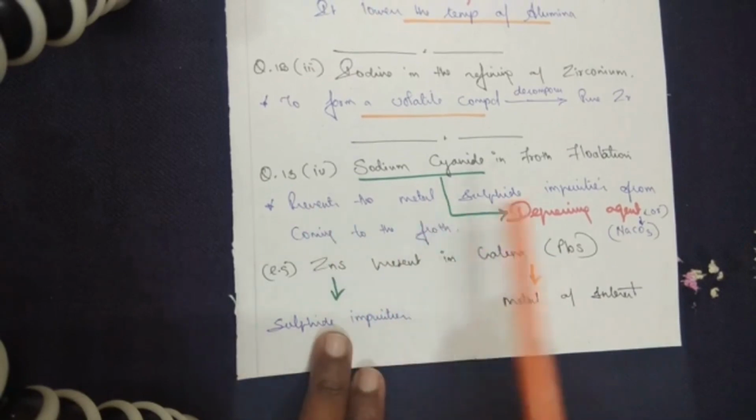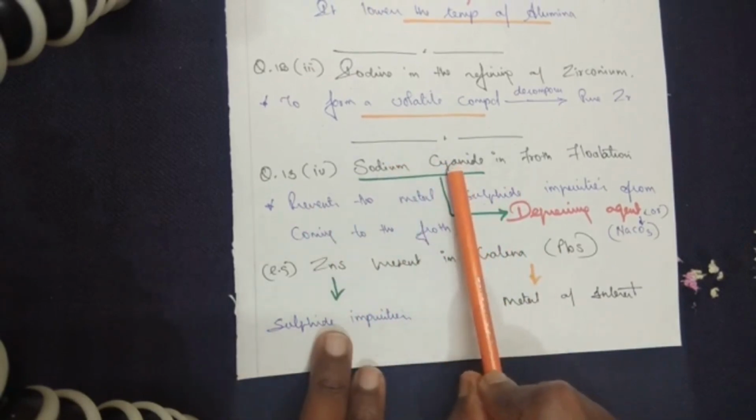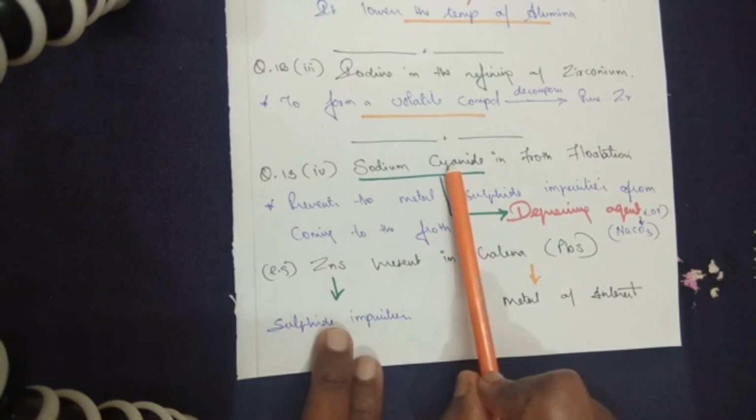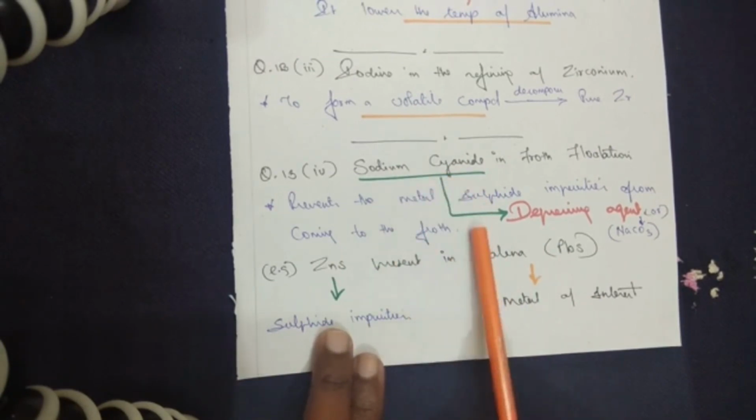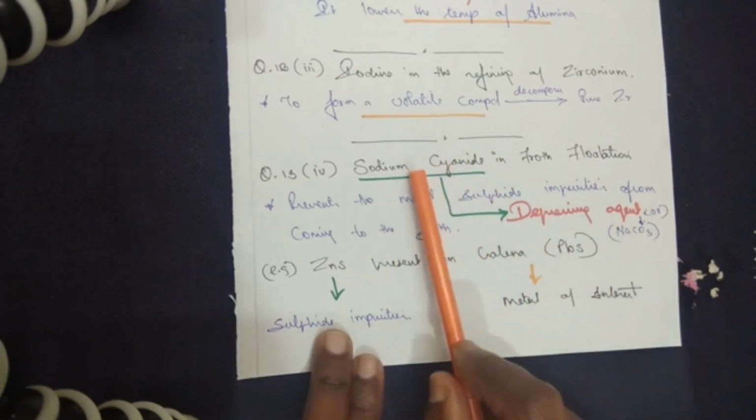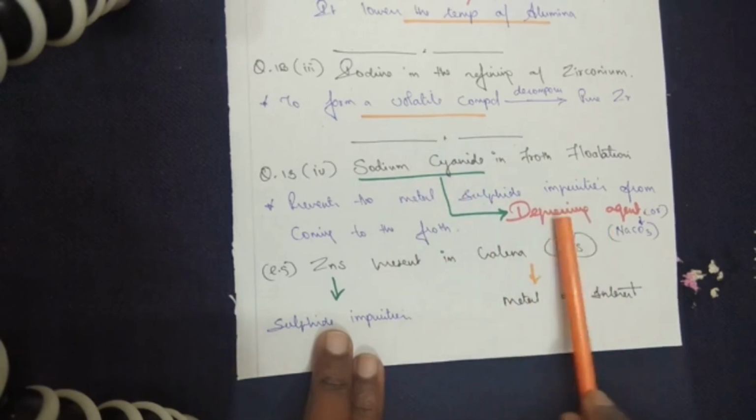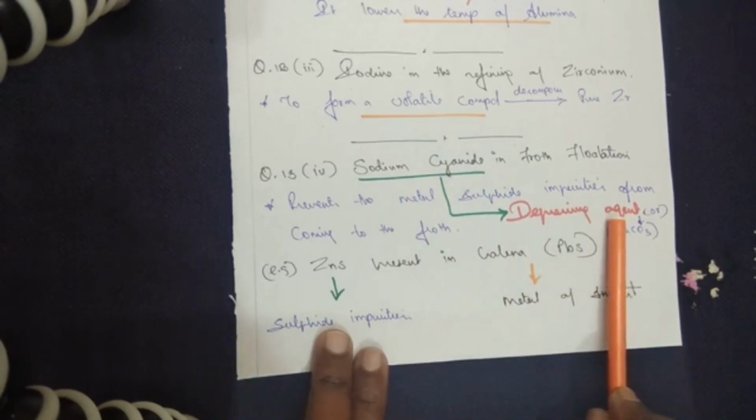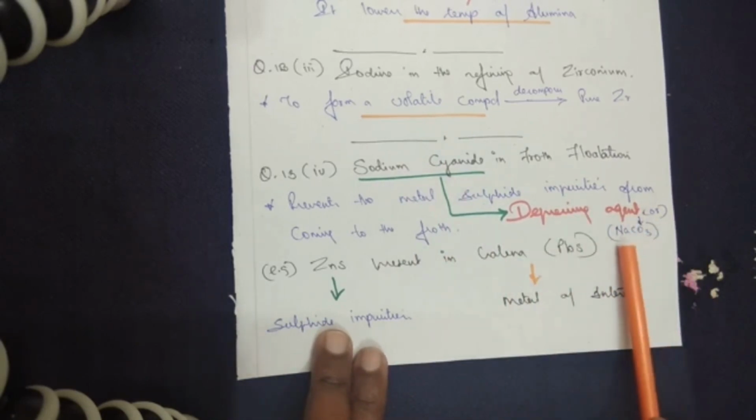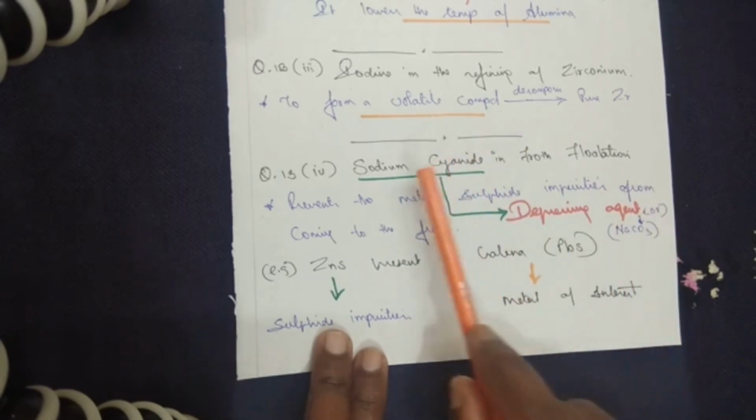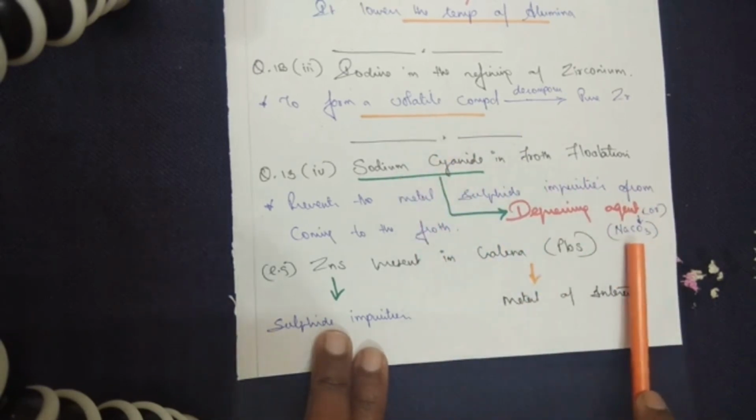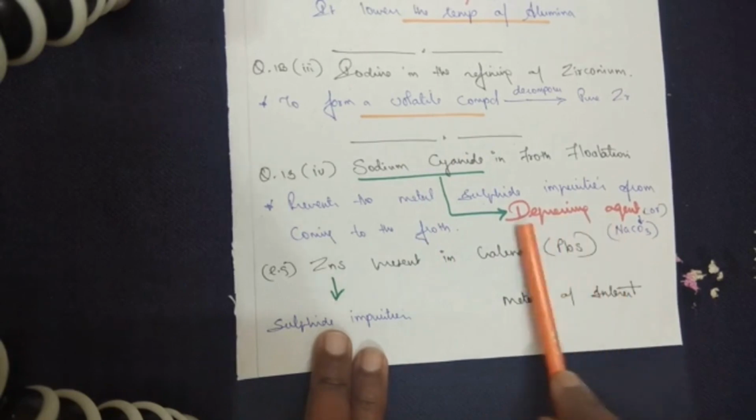To prevent that, sodium cyanide is added. What's the purpose of sodium cyanide? Only the underlined word is the key answer for you all. Sodium cyanide acts as a depressing agent. Should we use only sodium cyanide? No. You can also use sodium carbonate. So sodium cyanide or sodium carbonate, they act as a depressing agent.